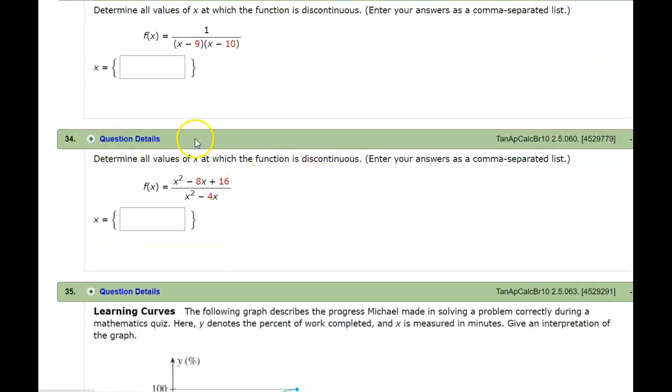On number 34, you want to have all the values for which the function is discontinuous. So even if you factor the numerator on 34 and a factor cancels, you still have anything that's 0 in the denominator as a spot for discontinuity. It could just be a hole in the graph, could be a vertical asymptote. So all you're interested in here is what makes that denominator 0. You can factor out an x, you end up with a couple of factors.